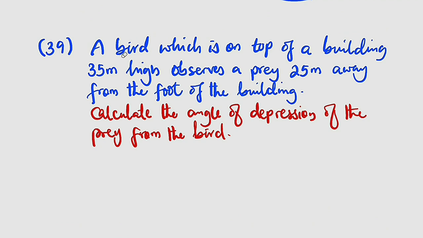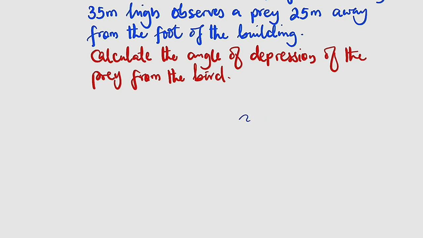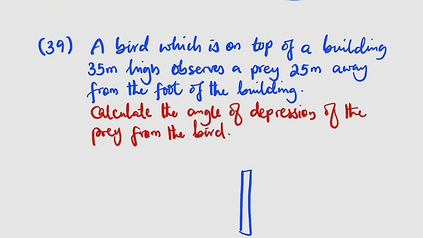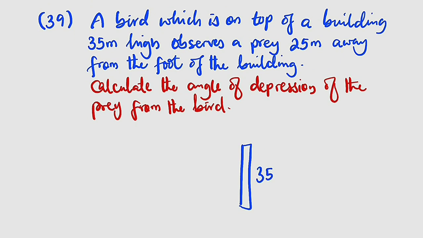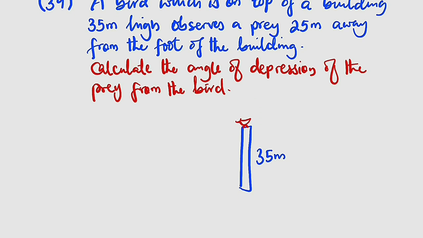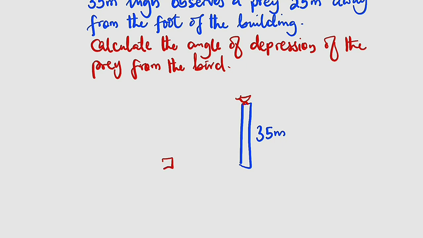Question number 39 reads: a bird which is on top of a building 35 meters high observes a prey 25 meters away from the foot of the building. We are asked to calculate the angle of depression of the prey from the building. Okay, let's assume we have a building right here, which is 35 meters high, and we have a bird situated somewhere here. Then let's assume this is the prey, which is 25 meters away from the foot of the building.